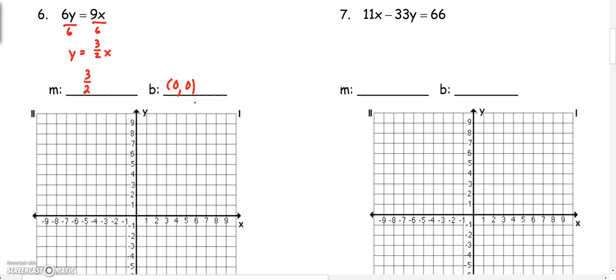So I'm going to start at the origin, which is (0, 0). I'm going to use my slope, up 3, right 2. So I'm going to go up 3, right 2, up 3, right 2, because my slope is 3 over 2, and then connect my line.